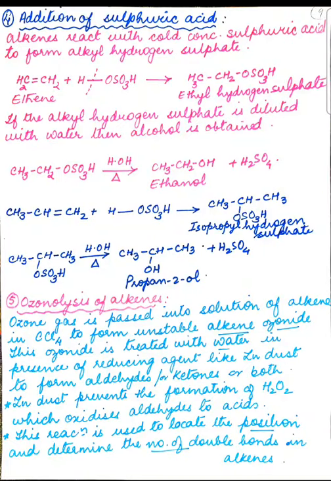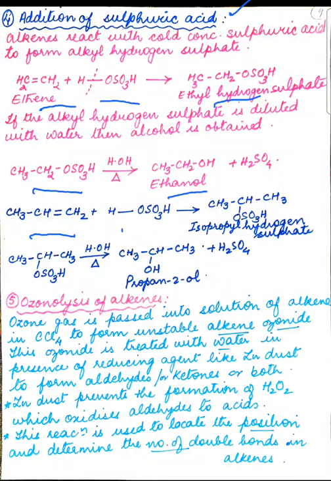Let us see about the addition of sulfuric acid to alkenes. Alkenes react with cold and concentrated sulfuric acid to form alkyl hydrogen sulfate. But this alkyl hydrogen sulfate again reacts with water and alcohol is formed. So first alkene, let us take the example ethene, it reacts with sulfuric acid to form ethyl hydrogen sulfate. Then this ethyl hydrogen sulfate reacts with water to form alcohol, that is ethanol.